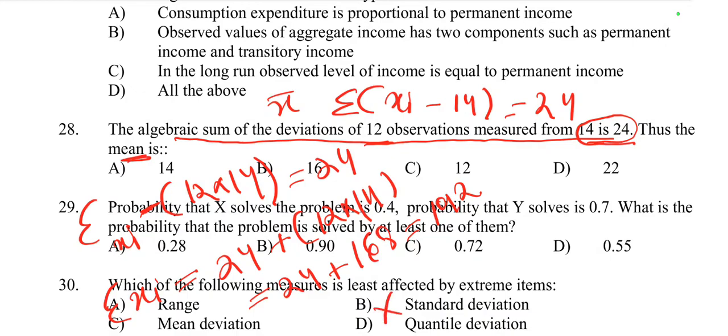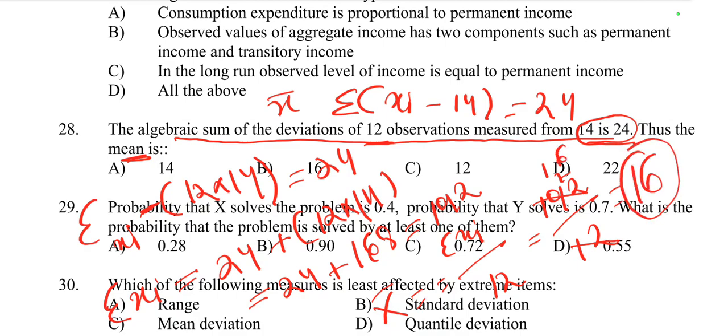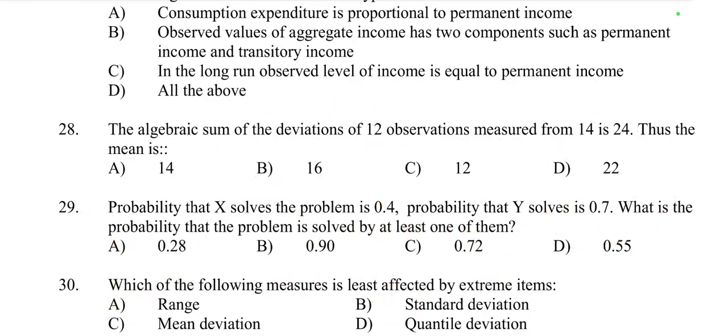So the mean x bar is equal to sigma xi by 12, since there are 12 observations. So 192 by 12: 12 ones are 12, the rest is 72, and 12 sixes are 72. So 16 is the right option. Option B is right here.